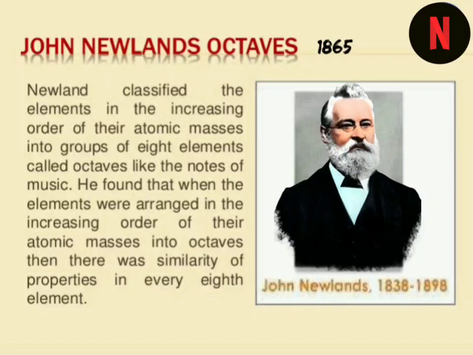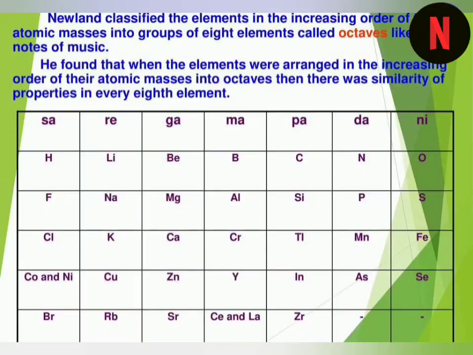The third classification of elements was done by John Newlands in 1865. Newlands classified the elements in the increasing order of their atomic masses into groups of 8 elements called octaves, like the notes of music. Newlands found that when the elements were arranged in the increasing order of their atomic masses into octaves, there was a similarity in the properties of every 8th element.